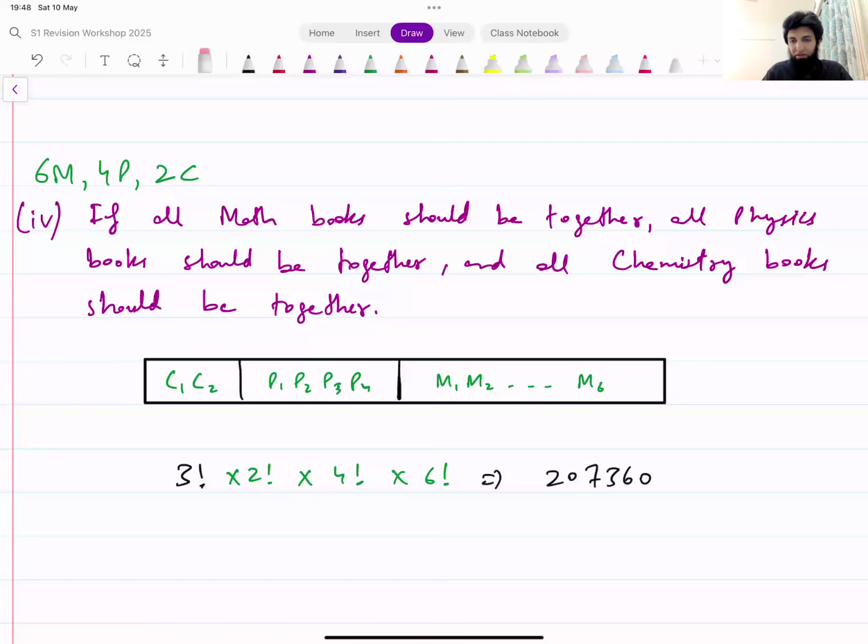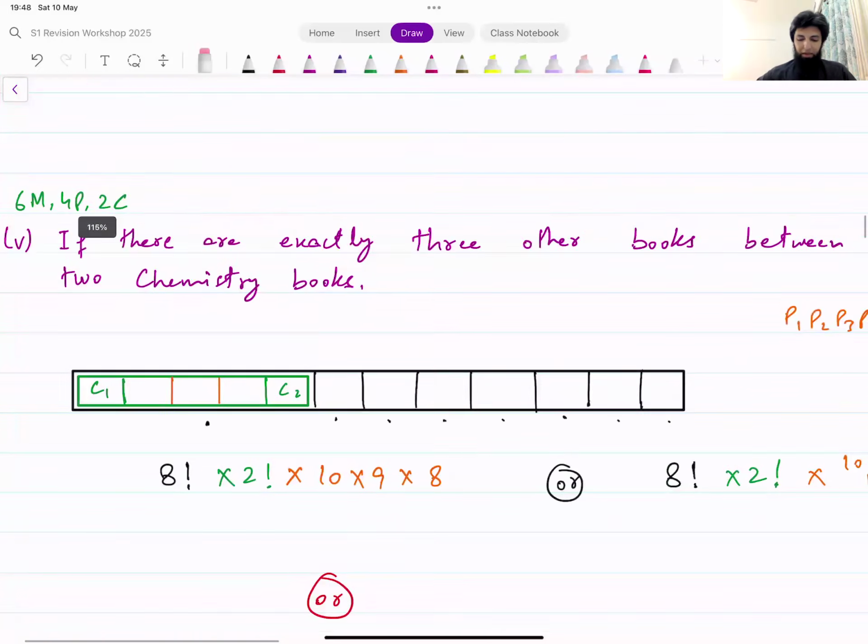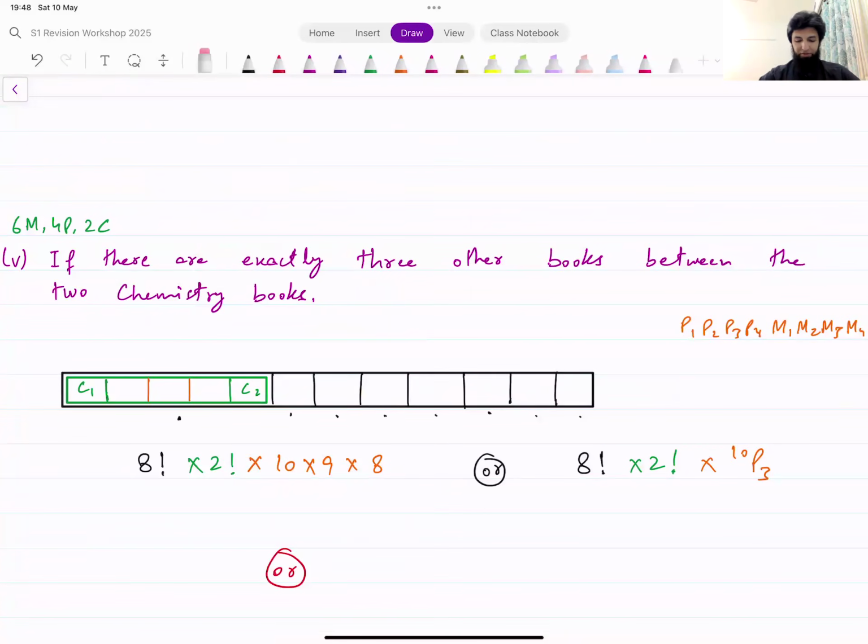Remember, the books are different. There's nothing repeated here. All the books are different. The C's are not the same. The P's are not the same. The M's are not the same. They're all different. We'll talk about what happens in repetition when we do have identical objects, but for now, these are all different. The books are all different.